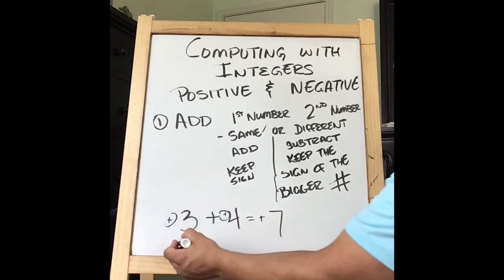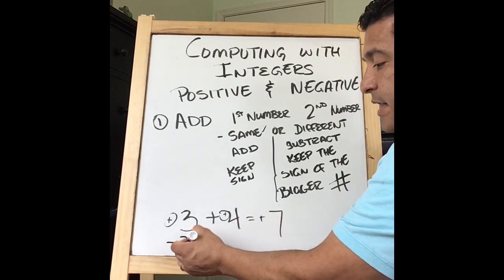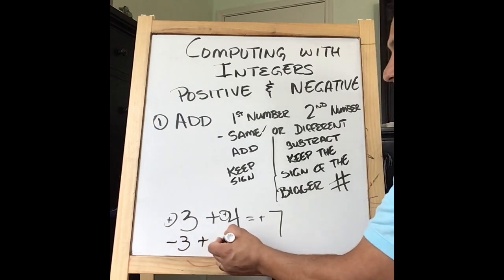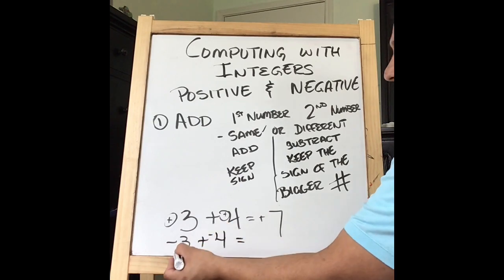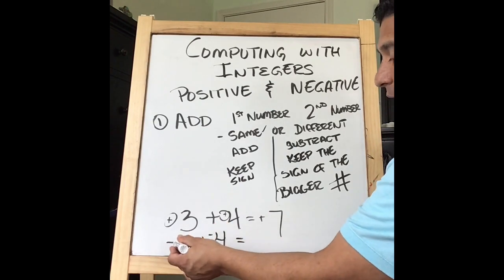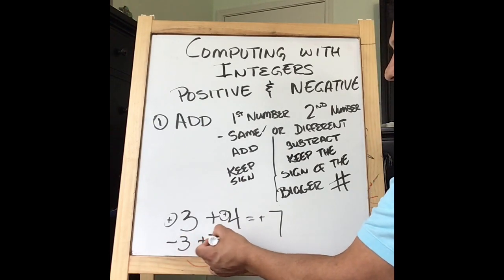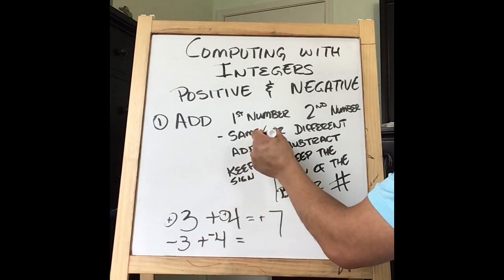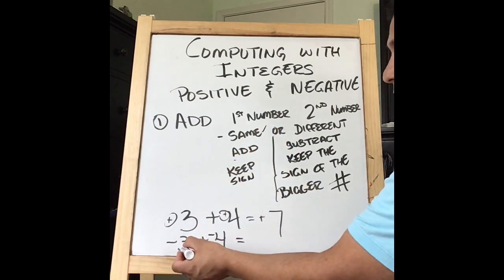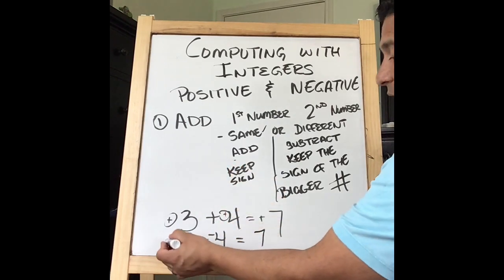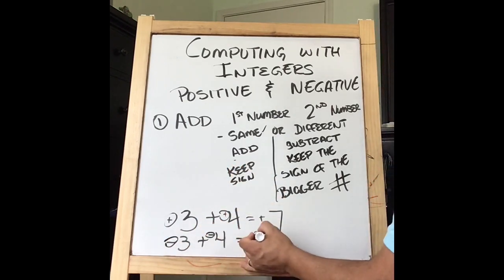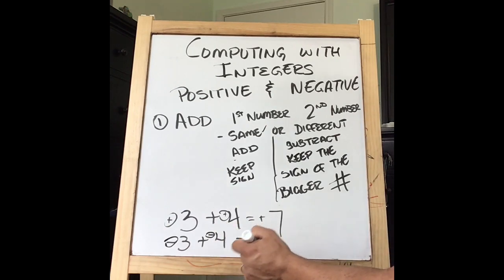Okay? Now let's look at the same thing going different with a negative sign. Are they the same sign? Negative 3 plus negative 4. Yes, they are the same sign, so that means we're going to add the numbers. 3 plus 4 is 7, and we're going to keep that same sign. Well, the same sign was a negative number, so my answer is a negative 7. Okay, if you can see, it's the same rule.